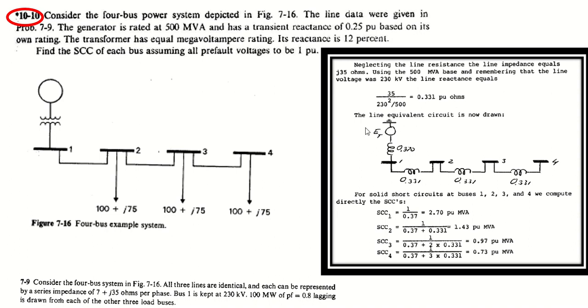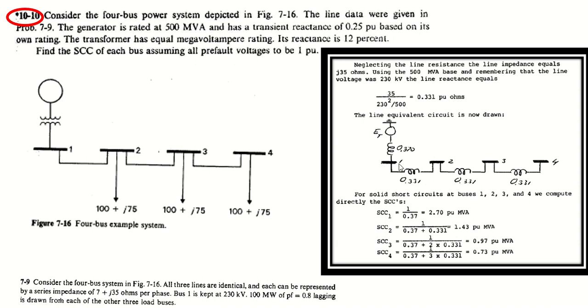So what will be our equivalent circuit? The line equivalent circuit is now drawn. We have our ground, generator, 0.370. Where do we get this from? We get this from the transient reactance of 0.25 of the generator plus the reactance of the transformer, which is 12%, equal to 0.12. So 0.25 plus 0.12 is equal to 0.370.